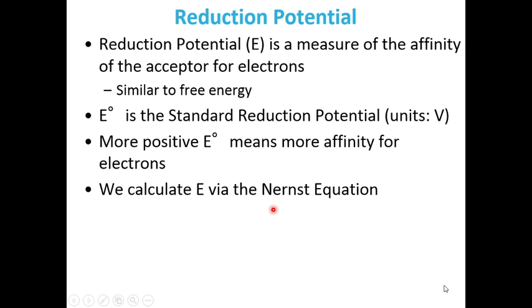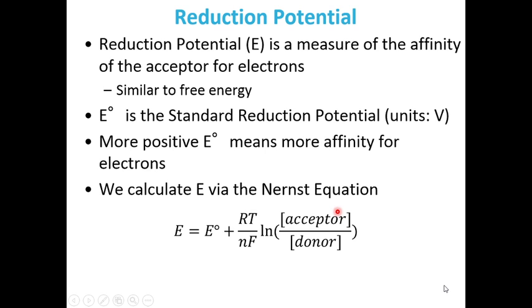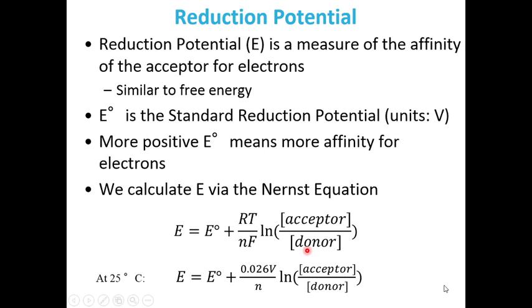We calculate E via the Nernst equation, which is E equals E0 plus RT divided by NF, ln, concentration of acceptor divided by the concentration of donor. At 25 degrees Celsius, E is equal to E0 plus 0.026 volts divided by N, ln concentration of acceptor divided by the concentration of donor.